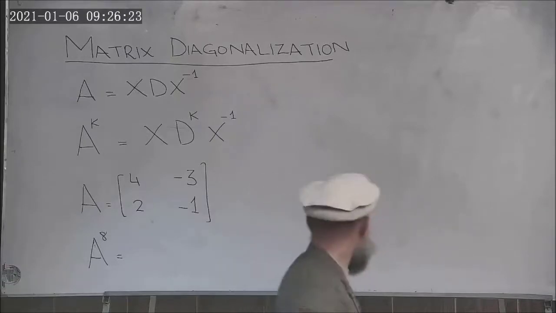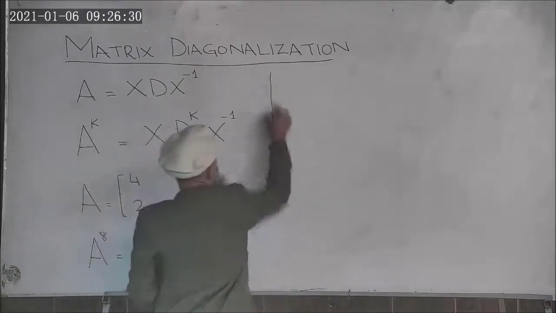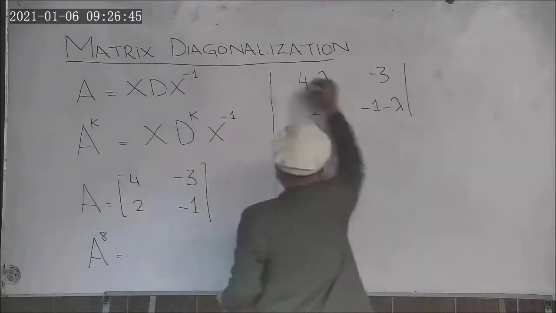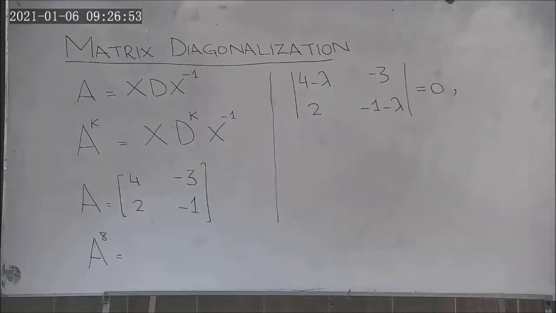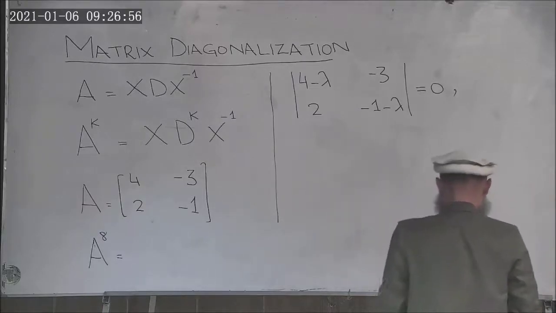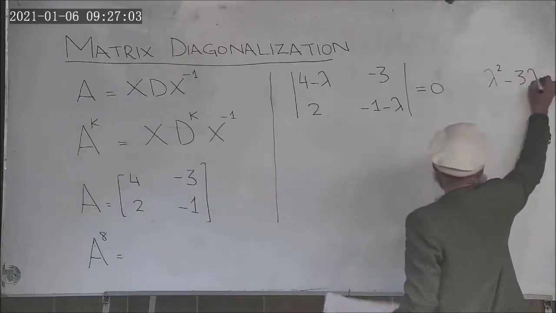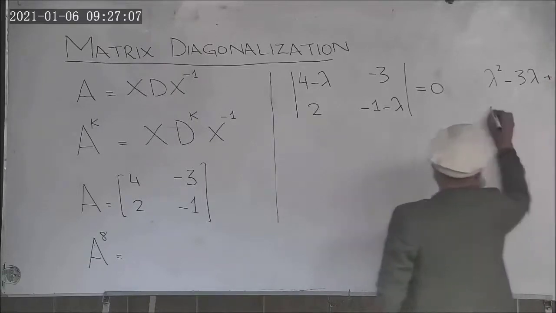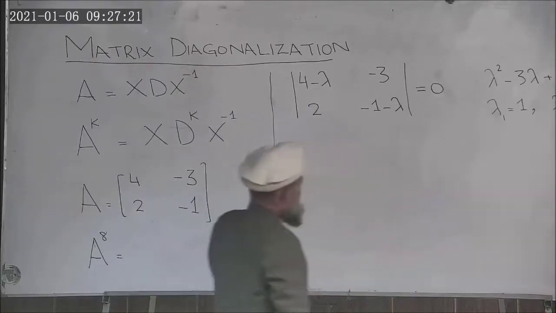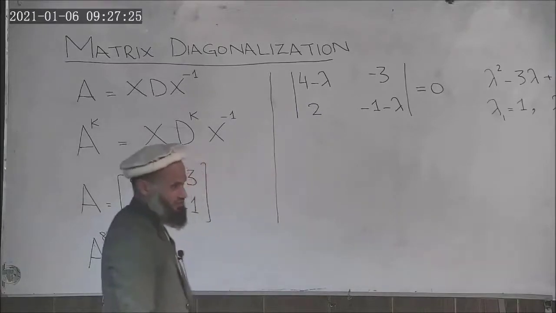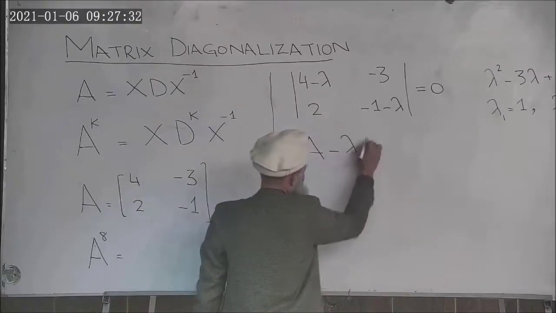So we need to determine this matrix D, that is the eigenvalues of this matrix A, this determinant equal to 0. From here you write the characteristic polynomial, which in this case is lambda square minus 3 lambda plus 2 equal to 0, that gives you eigenvalues equal to 1, and the second eigenvalue is 2.